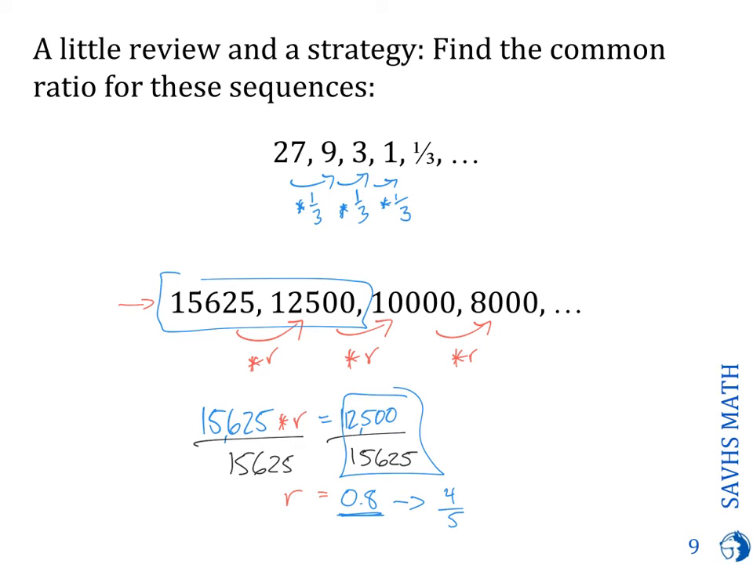I need to make sure that you're careful, and I need to make sure that you have your R as the thing that you're multiplying by each step. If you need to solve for it, you can use this little setup here that I did. So you can take one term and multiply it by R and say that it's equal to the next term, and then you can solve for R.